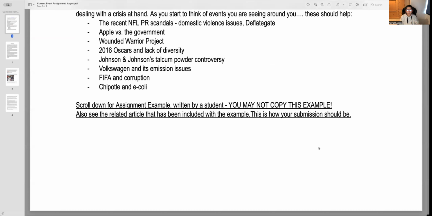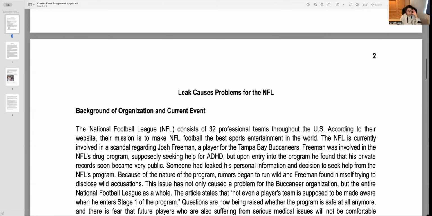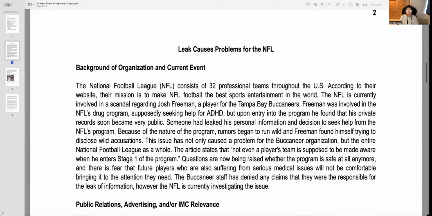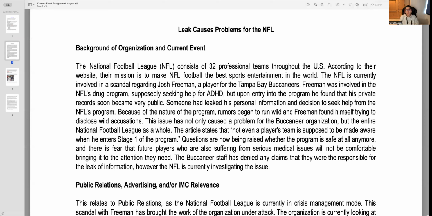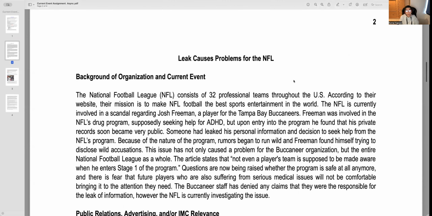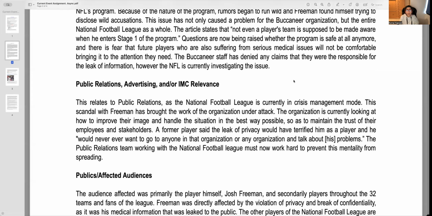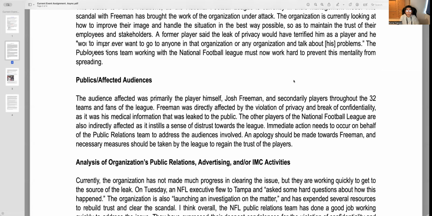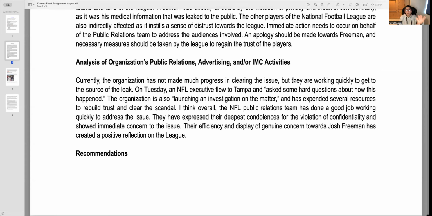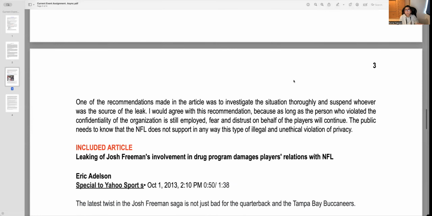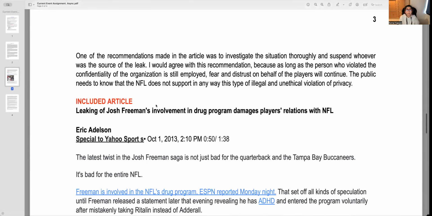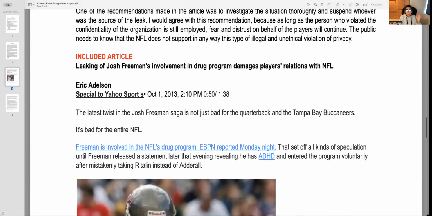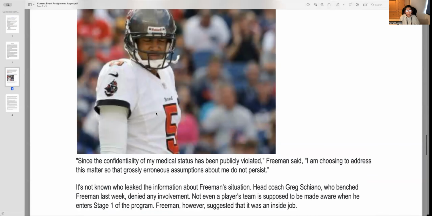Okay, let's scroll down. I'll show you the example of someone who's done the work. So background of the organization and giving us the context of this situation, the problems for the NFL, how it is connected to public relations, what are the publics or audiences that have been affected, analyzing what the organization did, and recommendation, right? So maybe there are other people who are also recommending it. You can put that and you could say, I actually agree with that, or you can come up with your own recommendation. And then the actual article has been included with all this information, right? Just copy paste it.